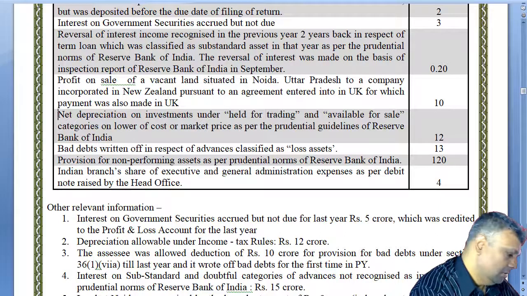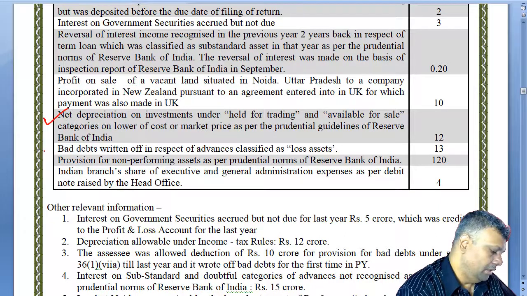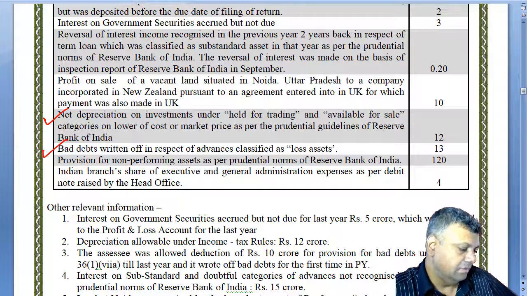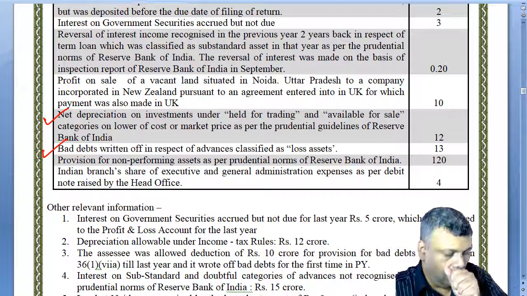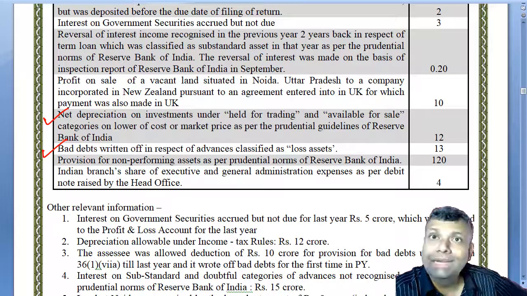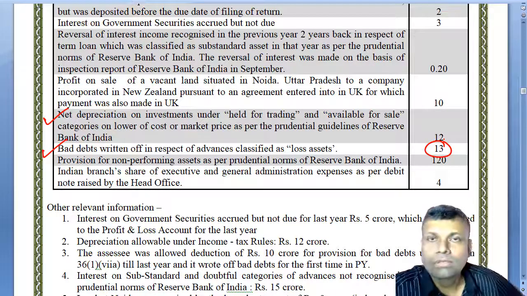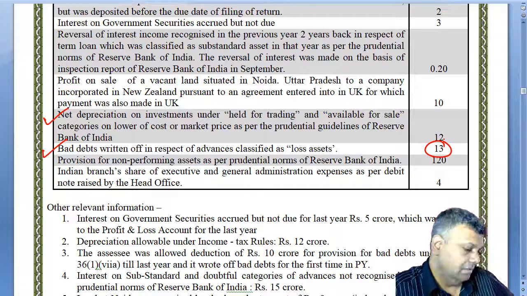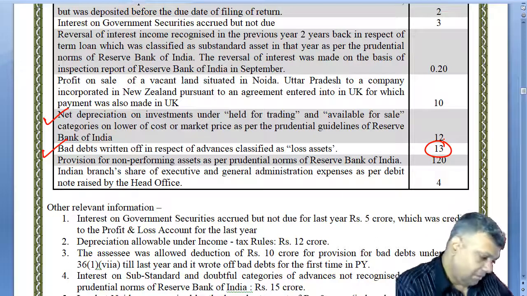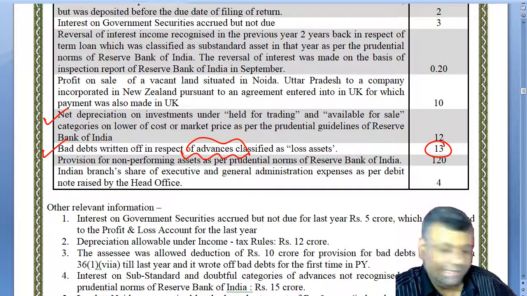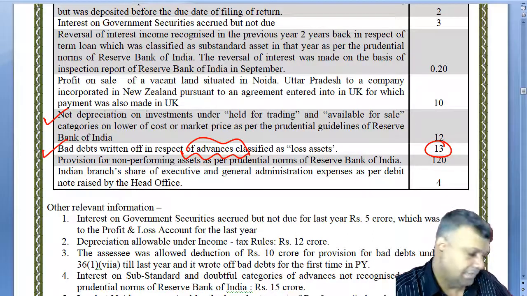Okay. So we have managed this particular point. Bad debts written off in respect of advances classified as loss assets. Very important point. So this is your bad debts in respect of the advances. The bank gives advances, and in respect of the advances, it is classified as a loss asset.